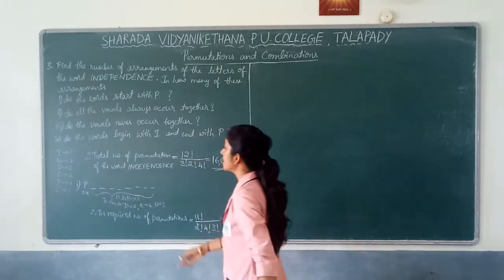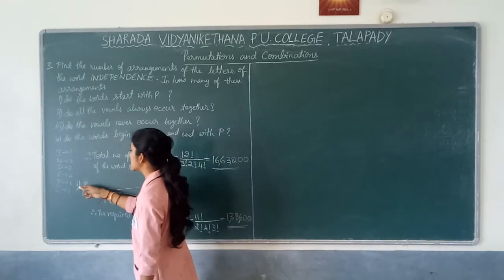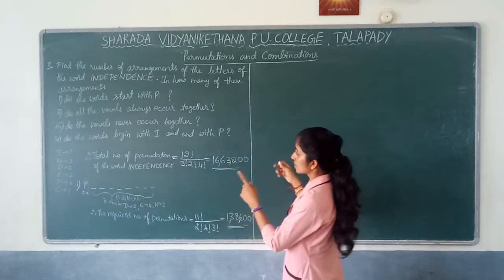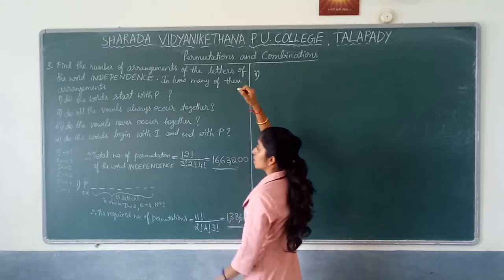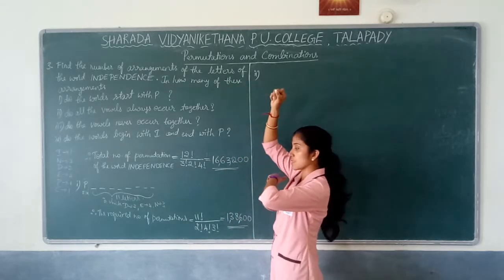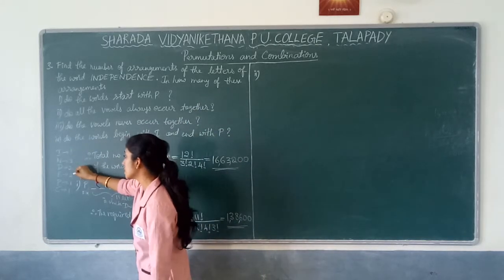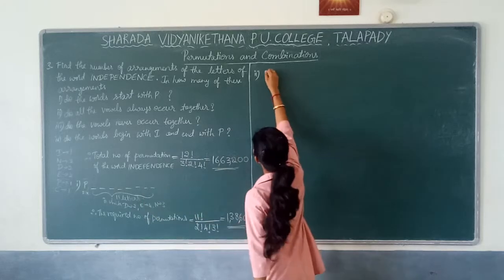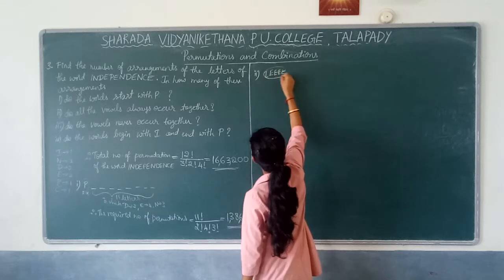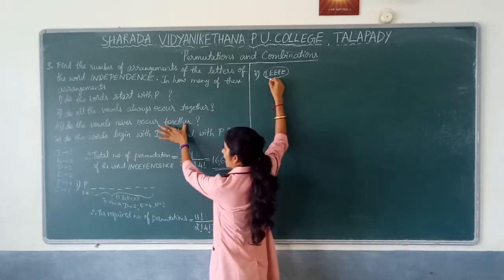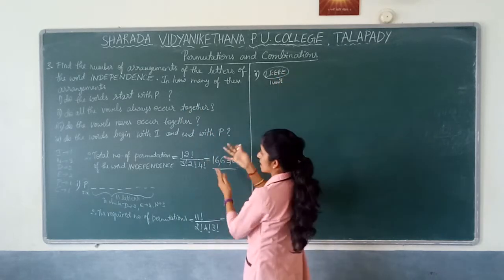So this is the number of permutations, or arrangements, of the letters of the word independence where it starts with P. Now the second one: do all the vowels always occur together? What is the meaning of that? Vowels are occurring together, and you have to find the arrangements of the remaining letters. How many vowels are there? I is a vowel, E is a vowel, only 2, correct? So I and those 4 E are considered together. Wherever together is there, we always consider it as one unit.